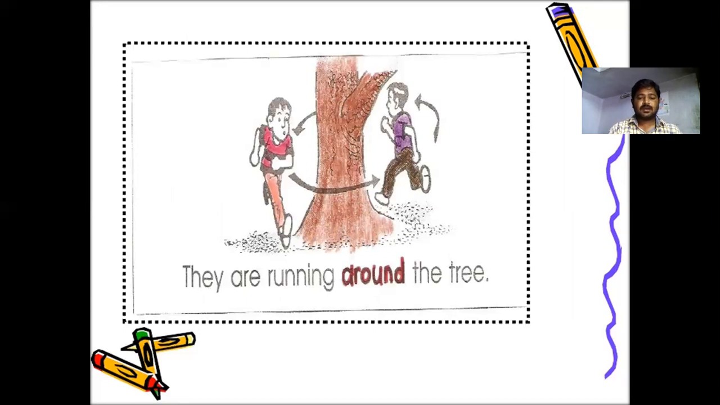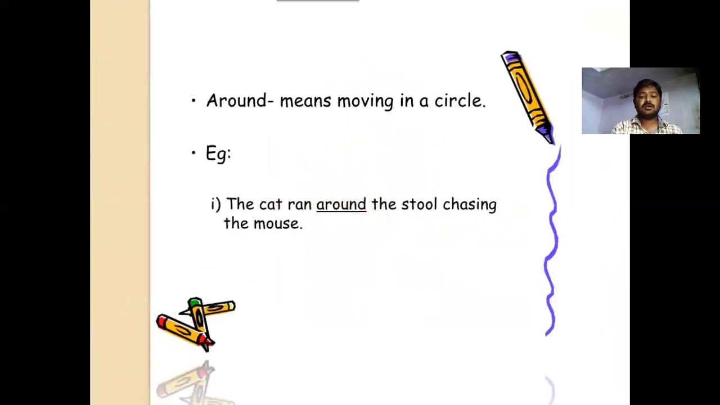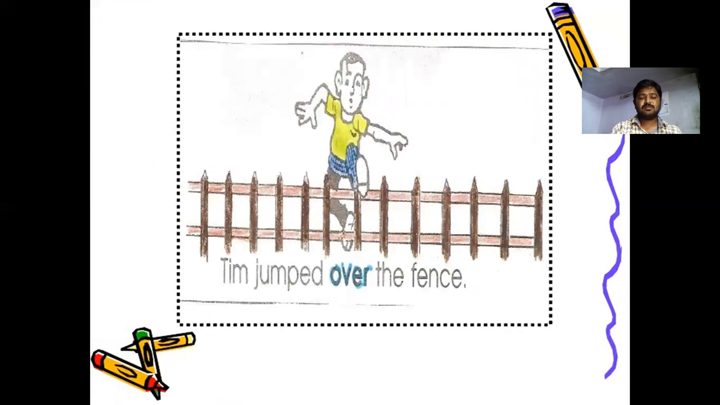They are running around the tree. Around is the preposition used here, and they are moving around the tree. Around means moving in a circle. The cat ran around the stool chasing the mouse. Moving around means moving in a circle.